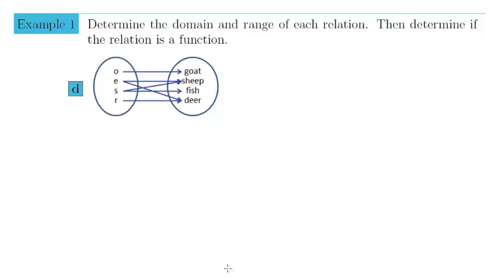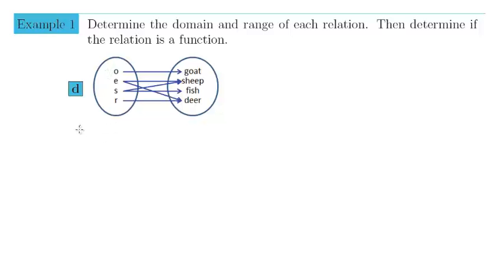Example 1d. Determine the domain and range of the following relation, then determine if the relation is a function. Let's consider the correspondence or mapping from the letters O, E, S, R to the elements goat, sheep, fish, and deer. Now, our functions or relations don't always have to be from numbers to numbers. They can be from letters to letters, letters to objects, any way you like it. But let's take a look at this example here.